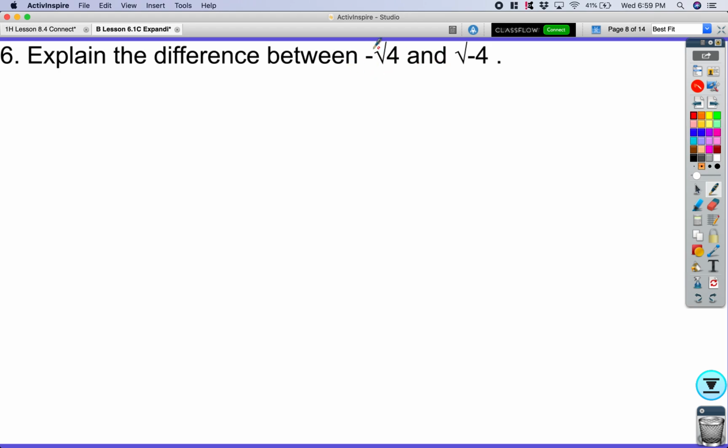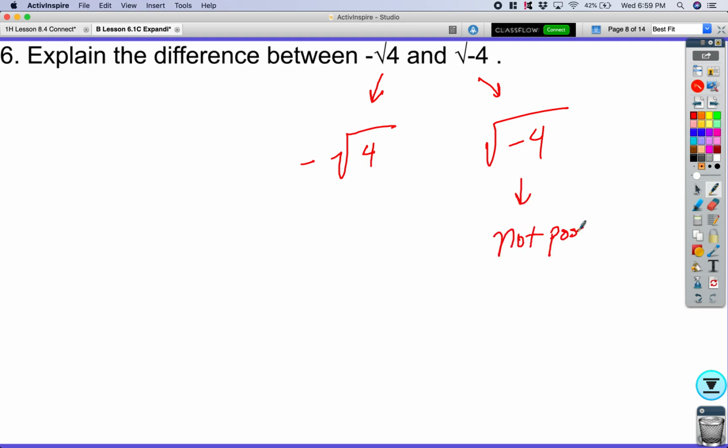So let's go and look at this now. It's saying figure out two numbers that are exactly the same that multiply to 4 and then multiply it by negative 1, that negative out in the front. This one's saying figure out two numbers that are exactly the same that multiply to negative 4. Well, like we just talked about, this is not possible.